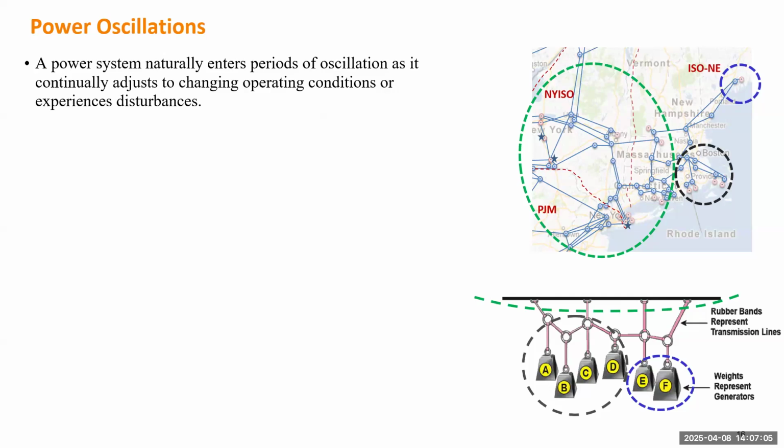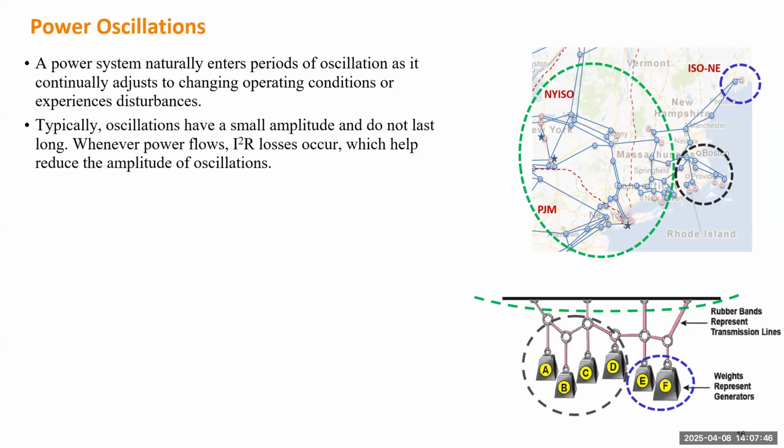So a power system naturally enters periods of oscillation as it continually adjusts to changing operating conditions or experiences disturbances. So even if there's no fault, because of a change of load or change of power, it will change the input of generators. So it will still cause some response of the system, which will cause generators to oscillate. If you are an operator and you are able to get real-time data, you will see most generators oscillate all the time, but most of the time the oscillation is very small. It doesn't cause any concern.